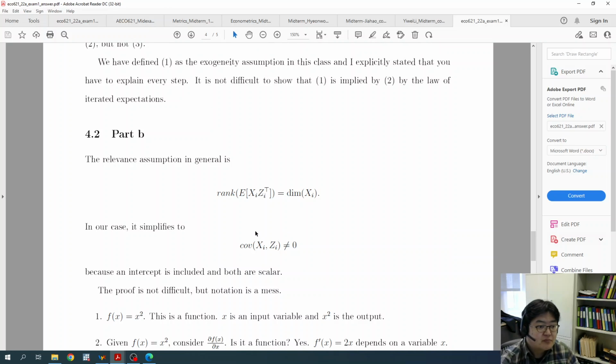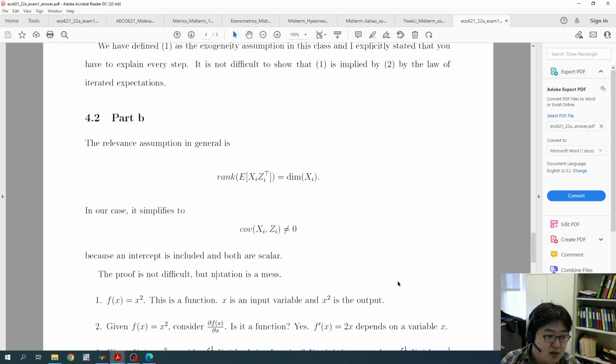Then showing this is also not that difficult, but let's see. I'm going to show you some problems in your notation. What matters more is your notation, not the proof. The conclusion is clear. You know what to do. But the process of getting there is a total mess.